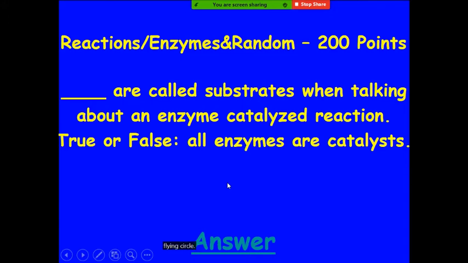Blanks are called substrates when talking about an enzyme catalyzed reaction. True or false? All enzymes are catalysts.